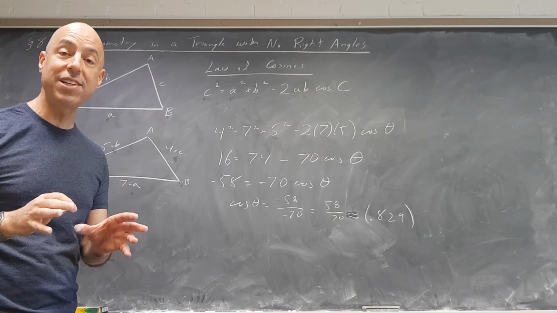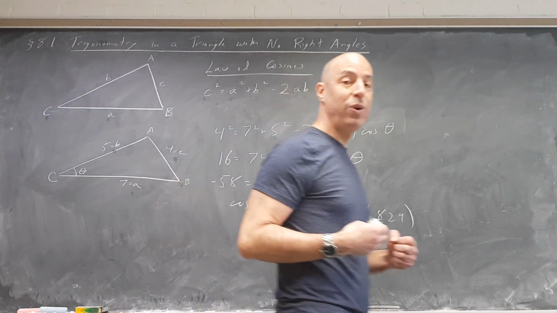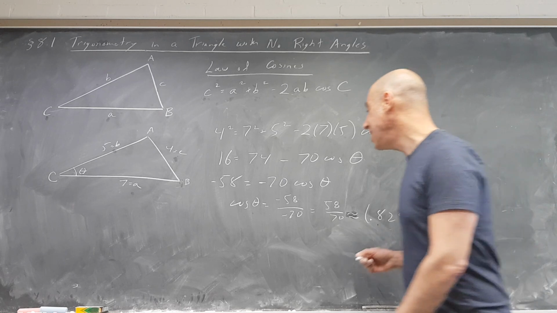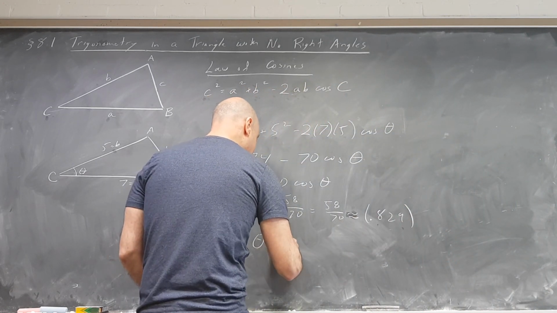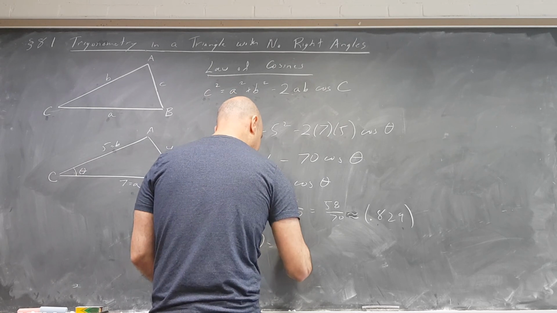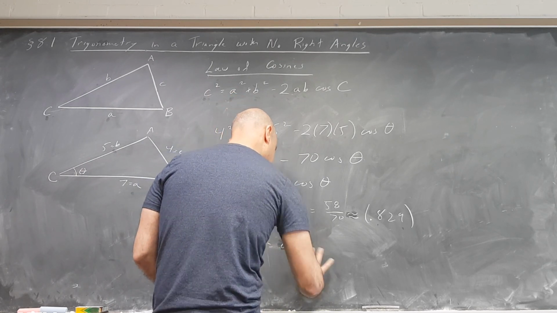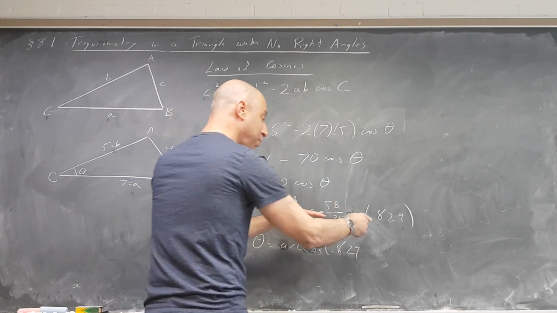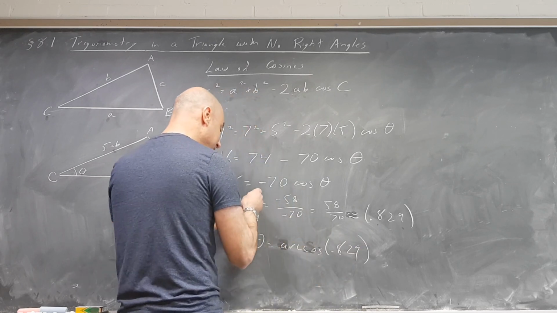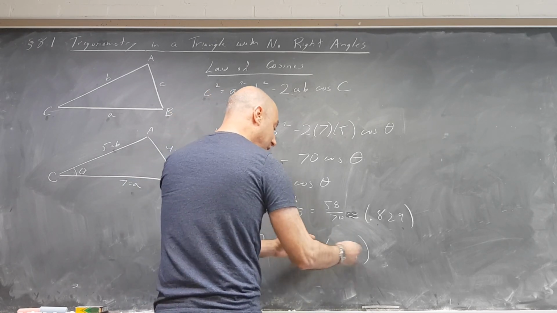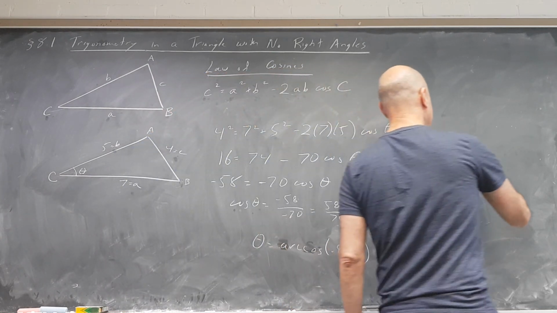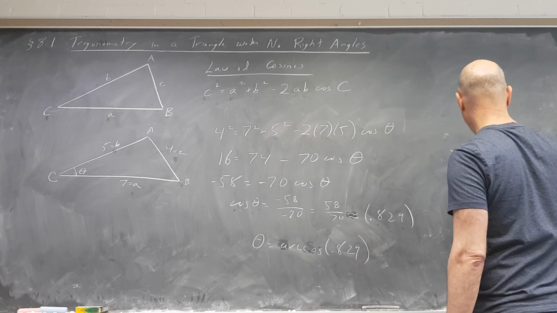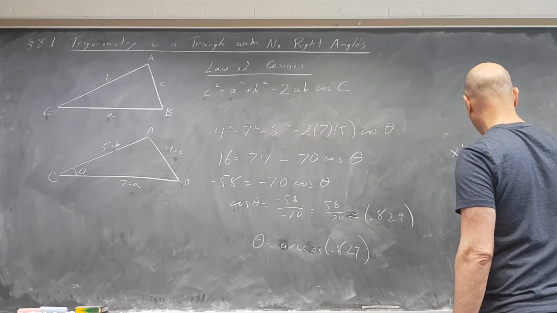How do I get theta by itself? Well, remember from last week we learned the inverse trig functions. If cos theta equals 0.829, that's the same thing as saying that theta equals the inverse cosine, which I called arc cos, of 0.829. Saying that cos theta is equal to 0.829 is the same as saying that theta is the inverse cosine of 0.829. Just like saying, let's say, x squared is equal to 4 is like saying that x is equal to the square root of 4.